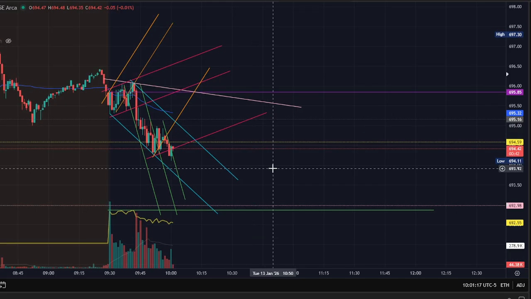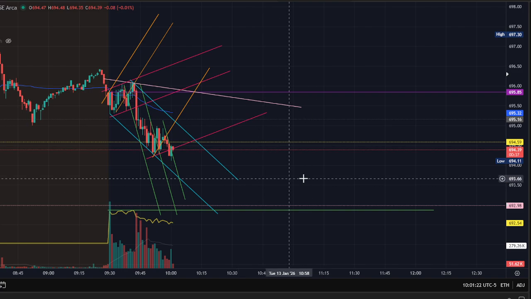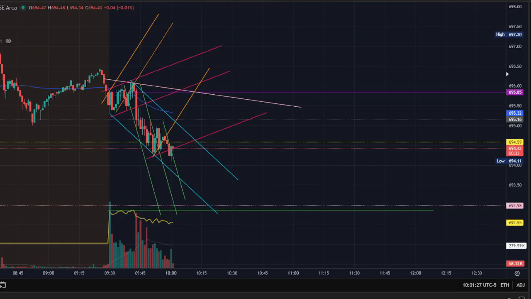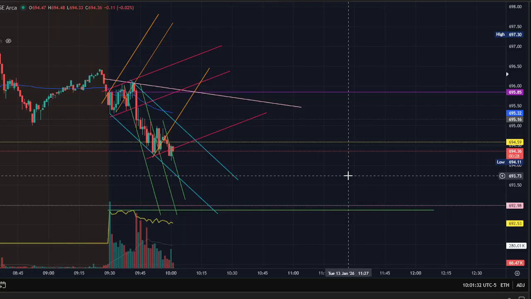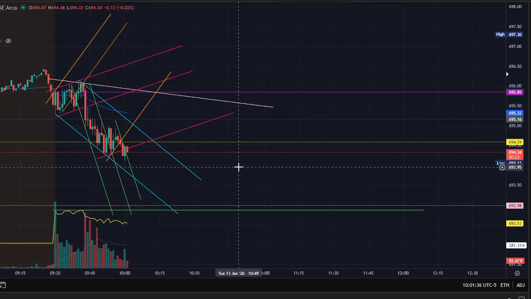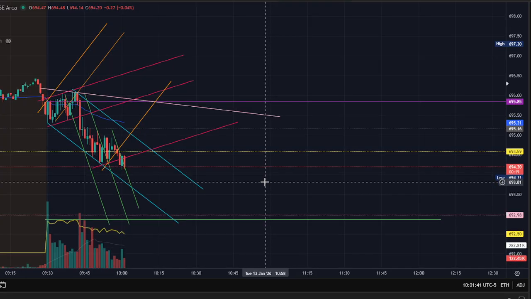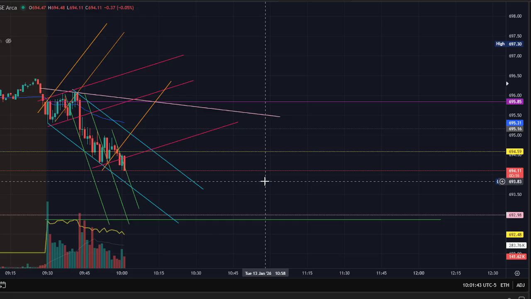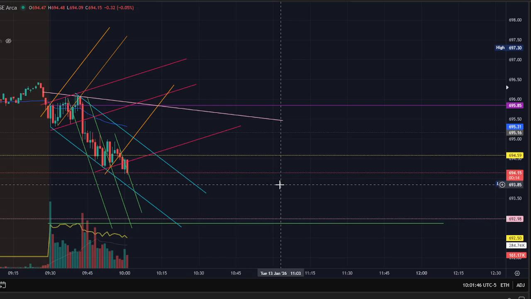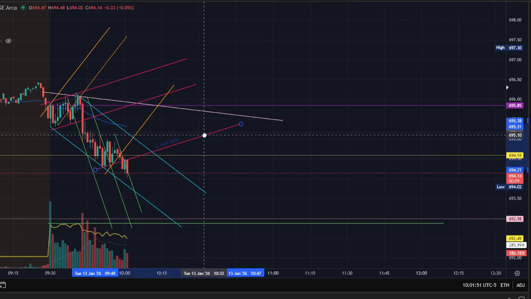It's still not that good of a structure here. Just keep that in mind. I still would prefer it to dig a bit deeper and go a bit higher. If you are taking retracements, protect.